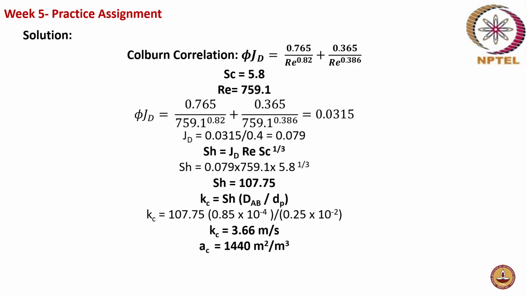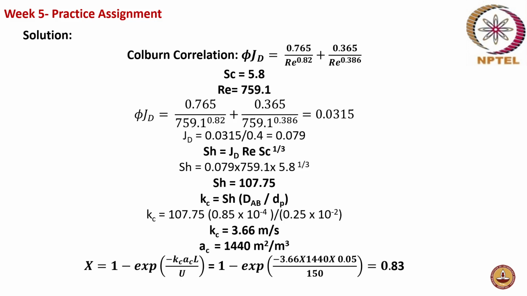And your area is again not going to change. So the surface area available per unit volume of the bed is not going to change because there is no change in diameter, for both the correlations. So your a_c is 1440 meter square per meter cube. So substituting it in the expression for your conversion, you will get conversion as 0.83.